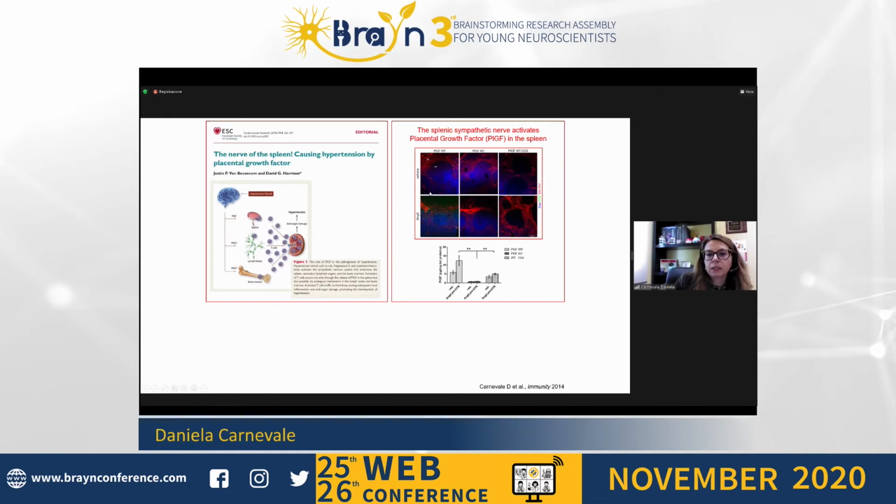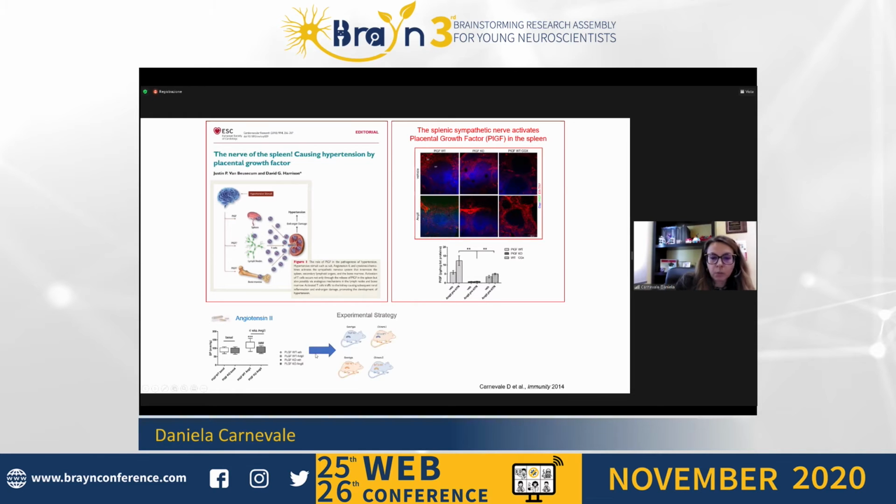Here we can see that angiotensin II induces the activation of this growth factor in the spleen, and that mice that have a denervation of the splenic nerve performed by celiac ganglionectomy are unable to express PLGF inside the spleen. And more interestingly, we also challenged PLGF knockout mice with angiotensin II, and we found that these mice are protected from hypertension.